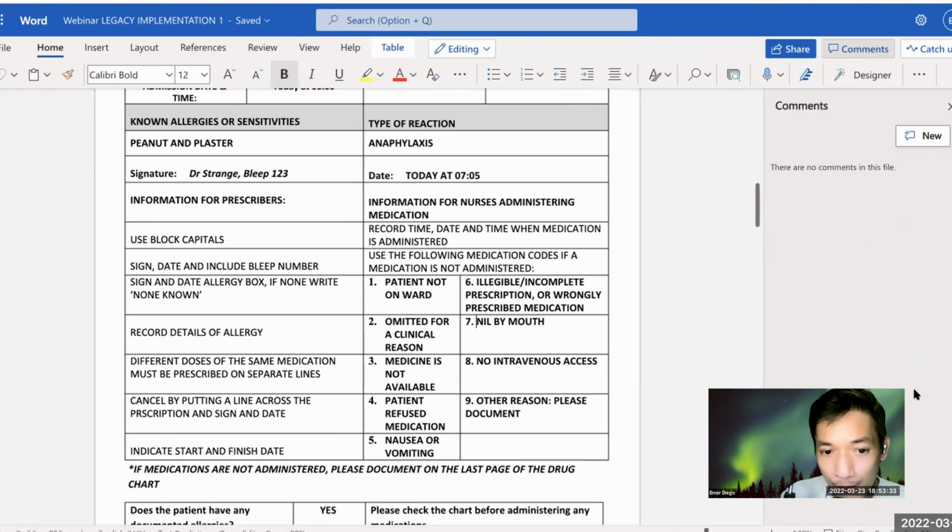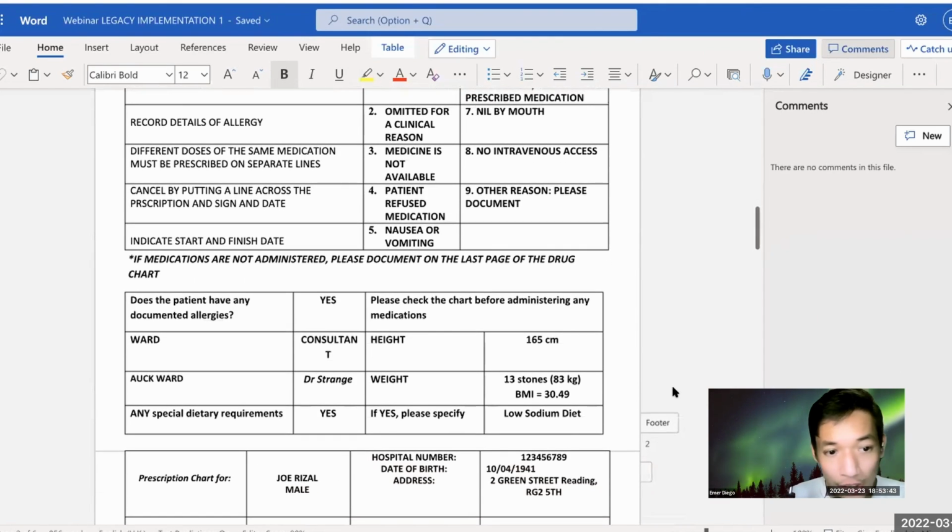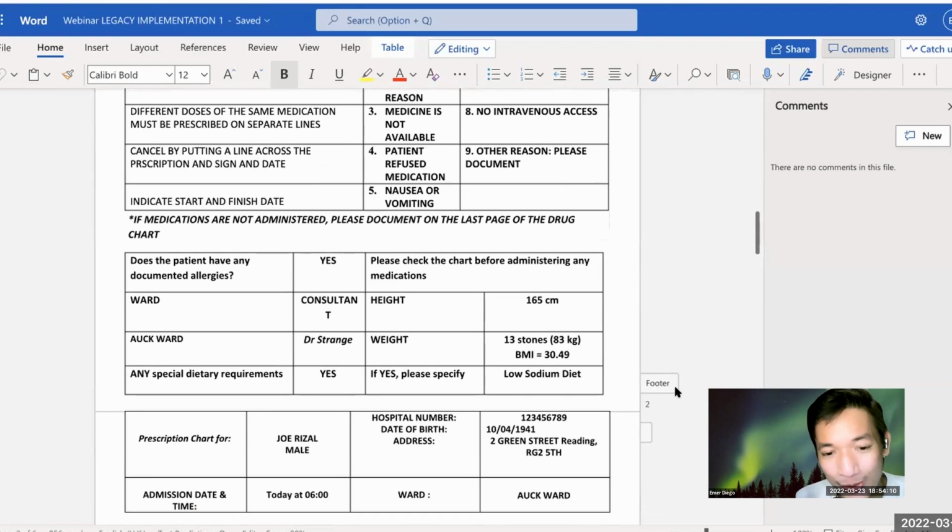So are we all happy with the codes? Guys, please do remember the codes. You don't need to memorize them, but remember them by heart. So the bottom part of this page, you have to read it again. Does the patient have any documented allergies? Of course, yes. The ward is Awkward. Consultant is Dr. Strange. Any special dietary requirements? Yes. The patient's height is 165 centimeters. The patient's weight is 13 stones or 83 kilograms. The patient's BMI is 30.49, low sodium diet. So that is the bottom part of this chart.